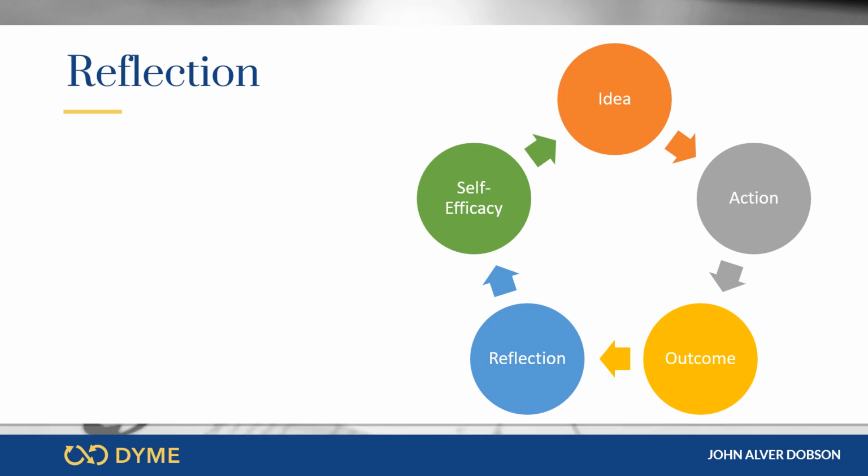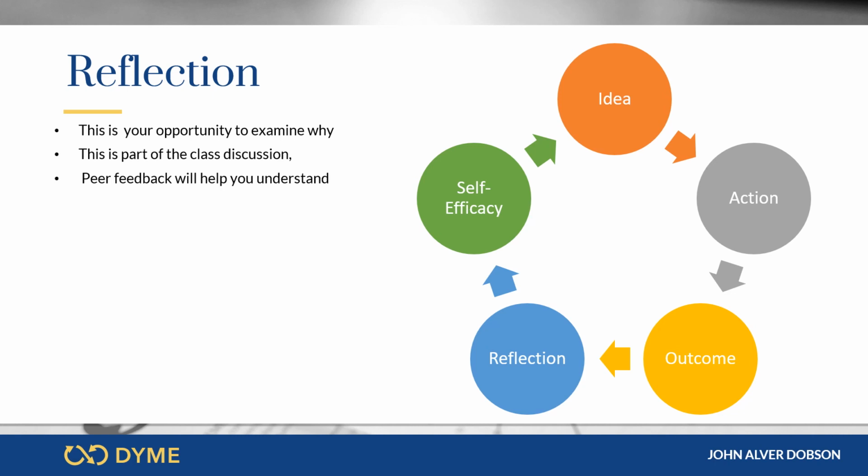The next step is the reflection. This is sort of where a lot of the deeper learning comes in the entrepreneurial process. This is your opportunity to examine why what happened. In the class, the in-person class, we have this as part of our class discussion. If possible, we will do this via the Zoom classroom. We'll have just an in-class discussion where peers are able to give you feedback to help you understand why you got the results you did.